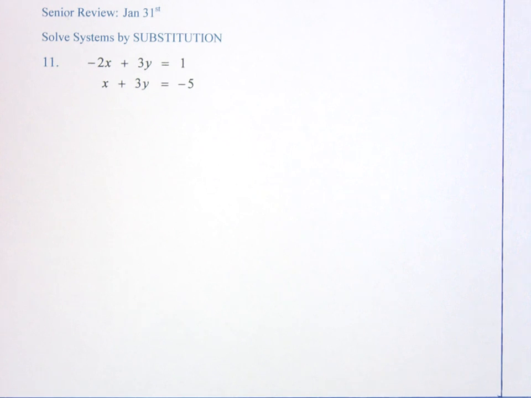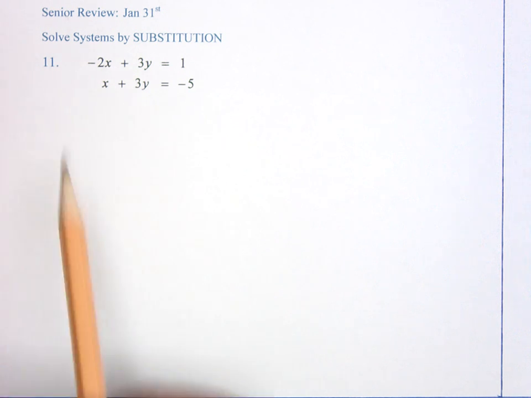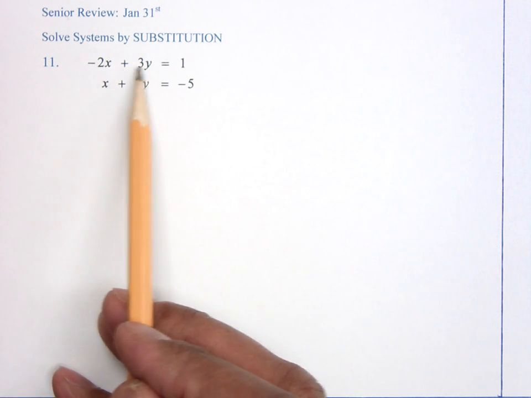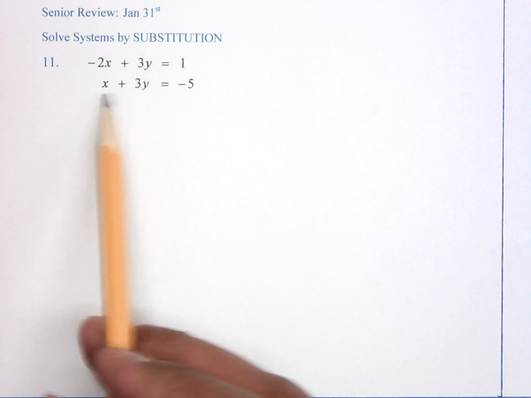This is problem number 11 from January 31st. Again, it's a system of two equations, and we want to solve this by substitution. So we want to isolate one of the variables, and again we want to look at the two terms on the left side of this equation.